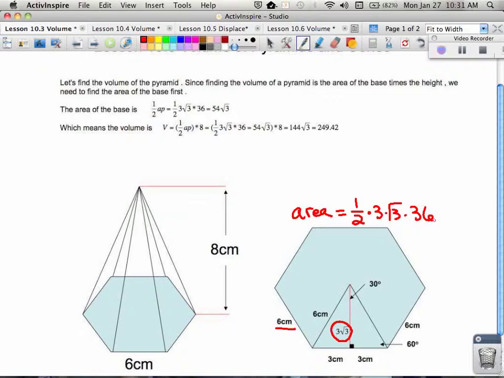So 36 divided by 2 is 18. 18 times the 3 on the outside of the radical is 54, and then there's a square root of 3. If you wanted to, you could multiply this out on your calculator, but for right now, I'm just going to write it down as 54 times the square root of 3. This area, 54 times the square root of 3, is the area of the base.